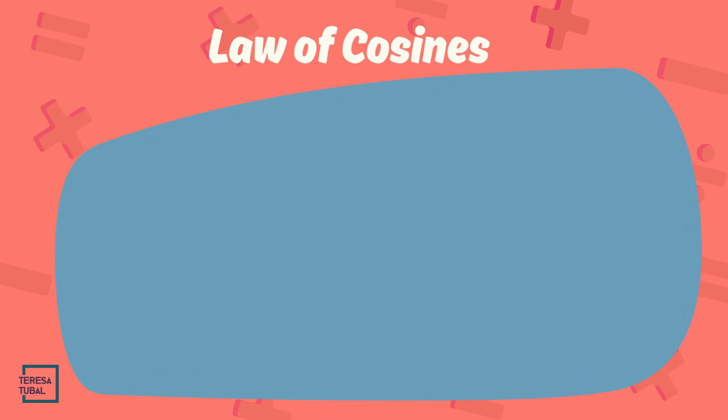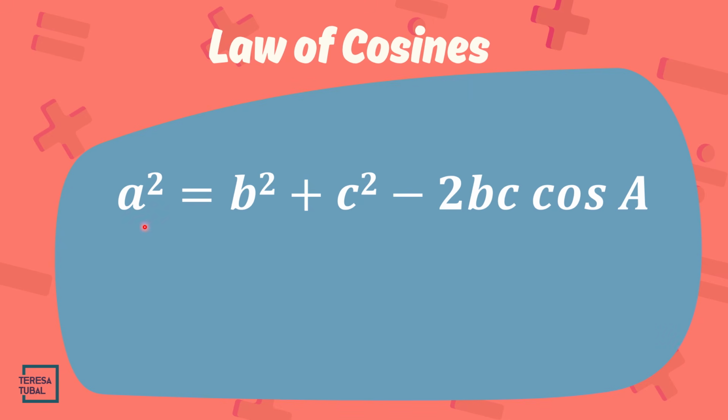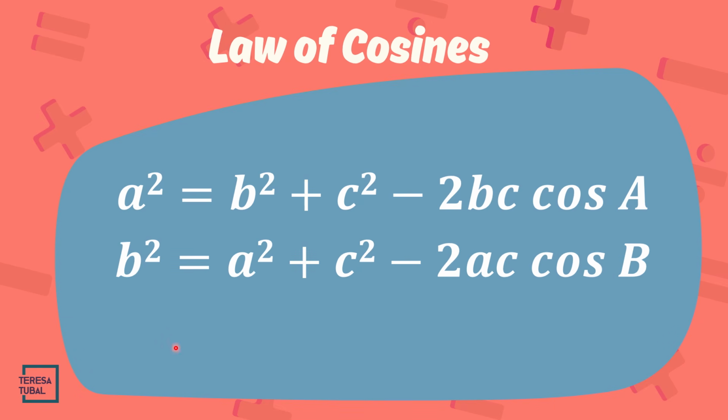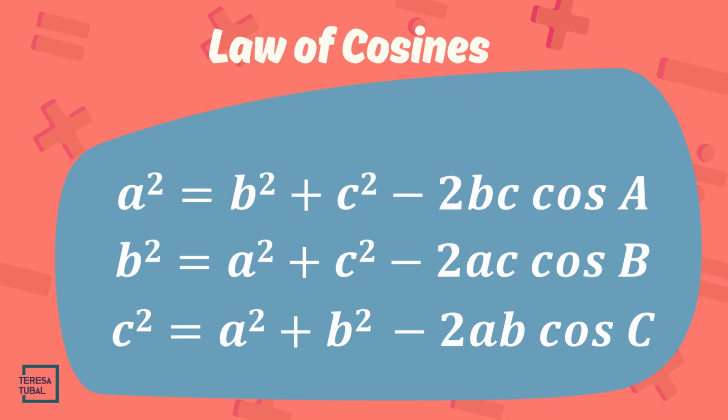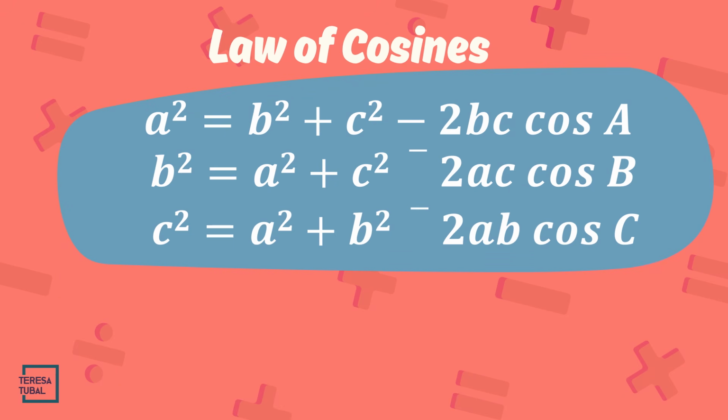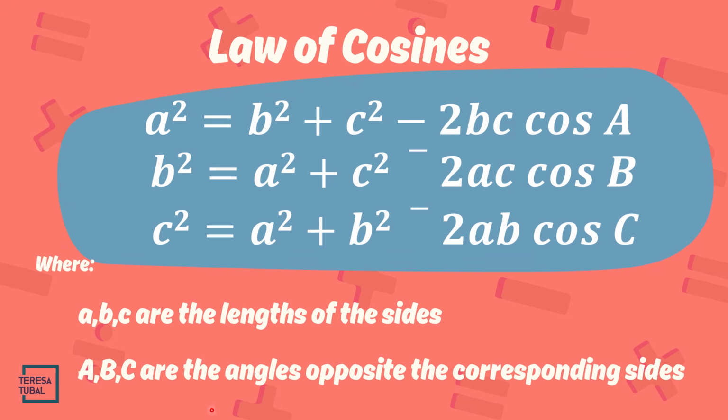What could be the formula for the law of cosines? First, a squared is equal to b squared plus c squared minus 2bc cosine A. Next, if b is unknown, b squared is equal to a squared plus c squared minus 2ac cosine B. And then the third one, c squared is equal to a squared plus b squared minus 2ab cosine C. In the law of cosines, a, b, and c are the lengths of the sides, and A, B, C are the angles opposite the corresponding sides.